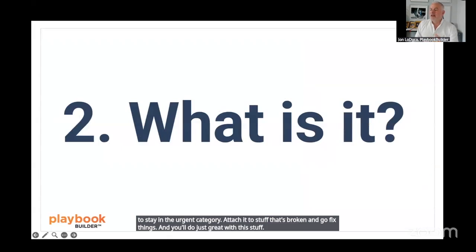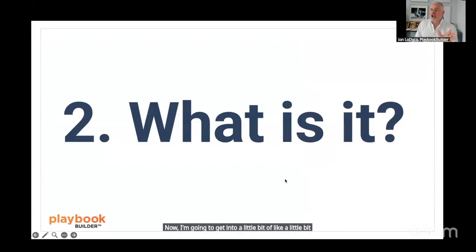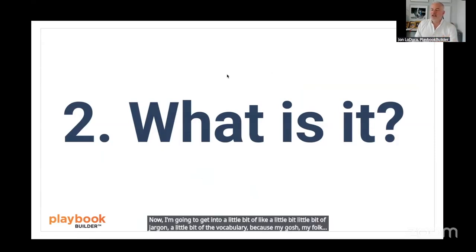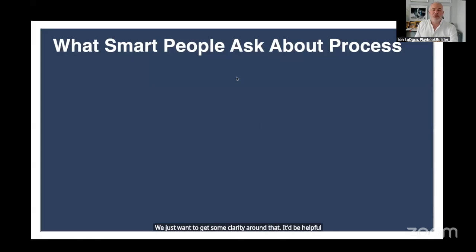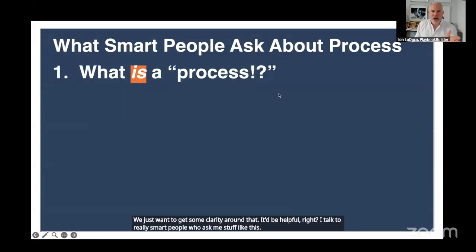Now, I'm going to get into a little bit of jargon, a little bit of the vocabulary, because my gosh, the folks I talk to have been just turned around by people using the language interchangeably, using the word for a million different purposes. And we just want to get some clarity around that. It'd be helpful, right? I talk to really smart people who ask me stuff like this. What is a process? And they mean it.